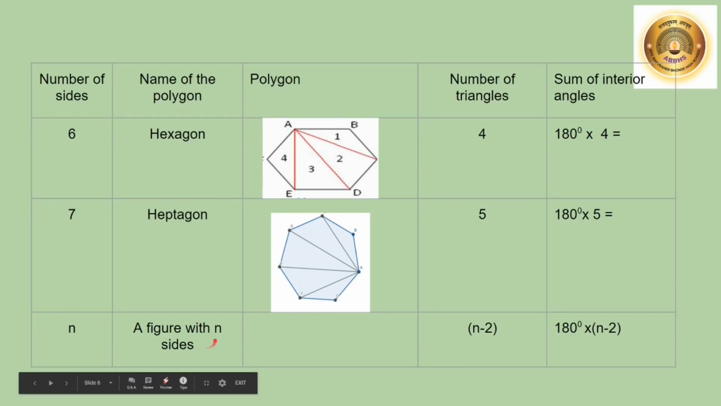Now let us consider a figure with n sides. N sides means n can take any positive value. So what will be the formula? The number of triangles that you can create will be 2 less, so n minus 2 triangles can be created. So what will be the sum of the angles? 180 into n minus 2, where n is the number of sides. So if you get the number of sides, you can find the sum of the interior angles of that figure.